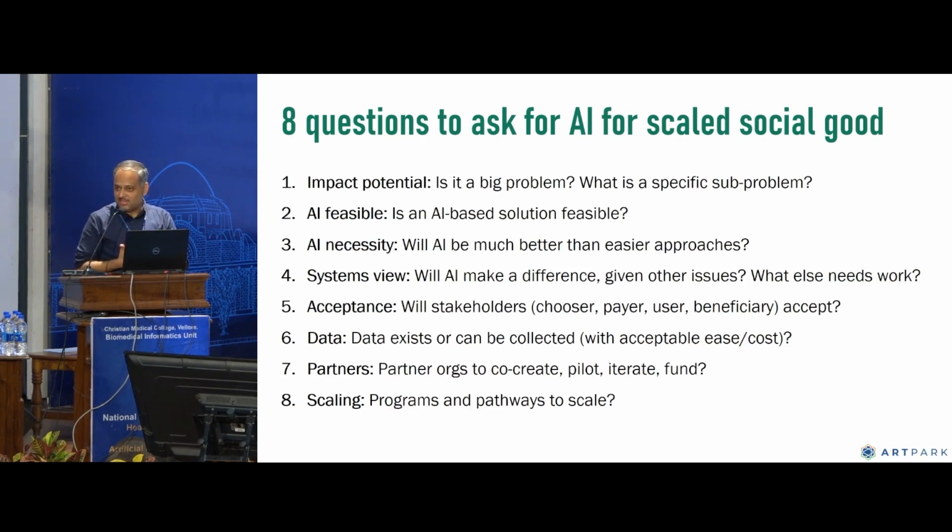Does the data exist, and can you bring it together at a reasonable cost or ease? Are there partners to co-create, pilot, iterate, fund? The iteration bit is extremely important. Can't tell you how disappointing it is to see lots of efforts that do not account for enough iteration at all, right? The reasons might be many, but that's so fundamental. And I'll also talk about that a little bit. And ultimately, programs and pathways to scale.